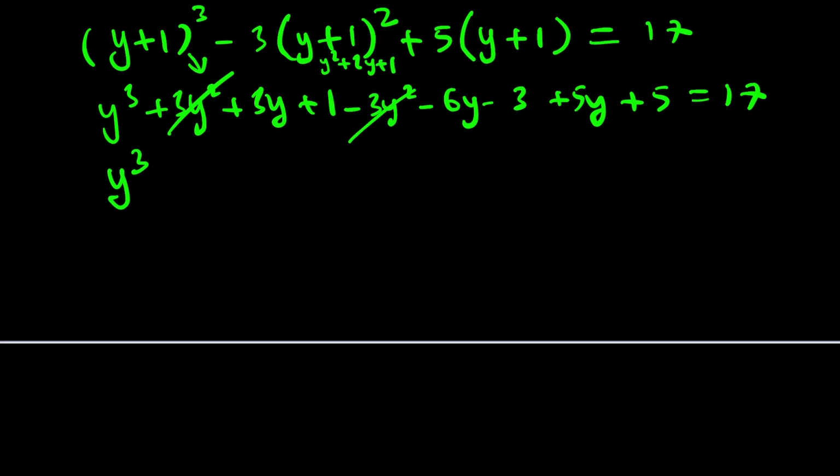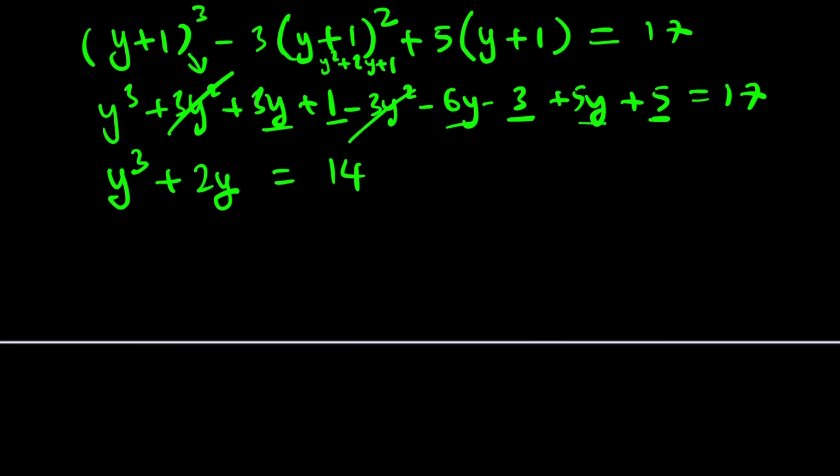Y is a different y here. So we have 8y minus 6y is a 2y, and then we have the 1 plus 5, 6. 6 minus 3 is a 3, and then I want to subtract the 3 from the 17, and that should give me 14.